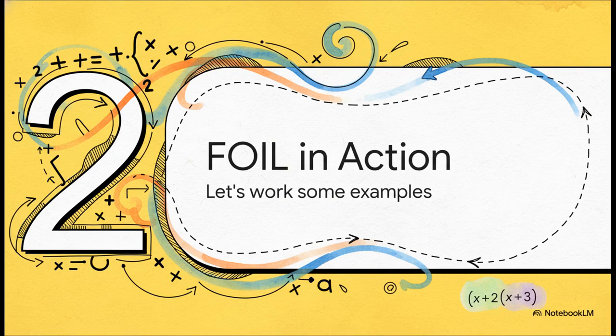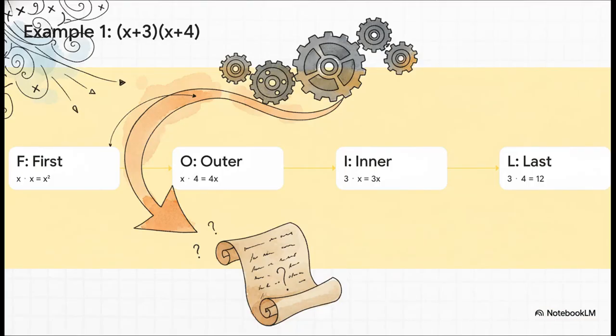All right, enough theory. You know the best way to really get this stuff is to just see it in action. So let's work through a few examples together, and we'll start with a classic one. Okay, here's our first problem, x plus 3 times x plus 4. Let's just run down our FOIL checklist.